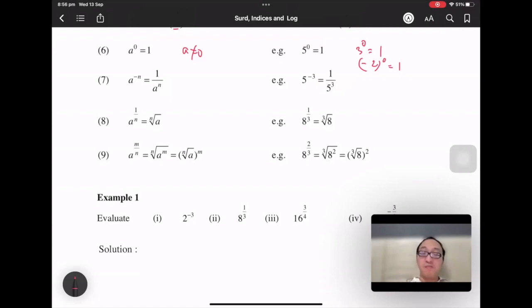7. The negative index. The negative index here means the denominator. So we put the number in the denominator to make it a reciprocal. So a to the power of negative n is 1 over a to the power of n. For example, 5 to the power of negative 3 equals the reciprocal, 1 over 5 to the power of 3.